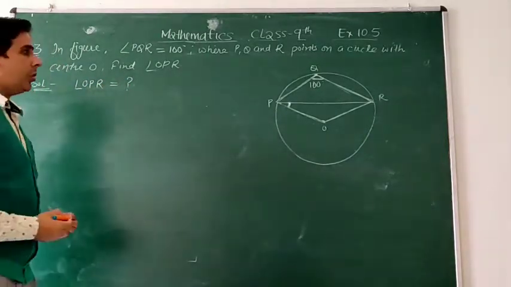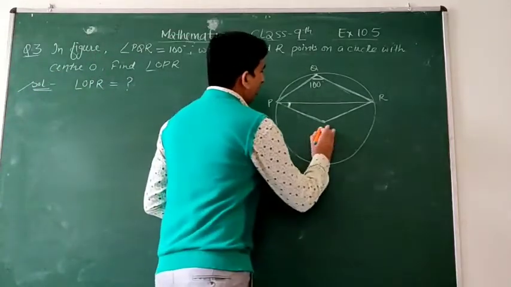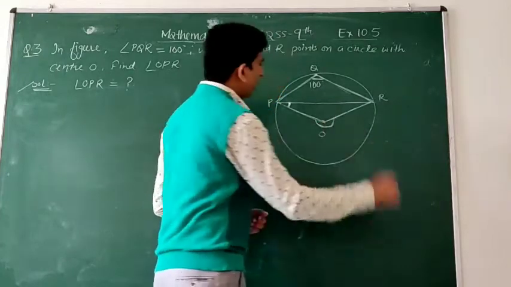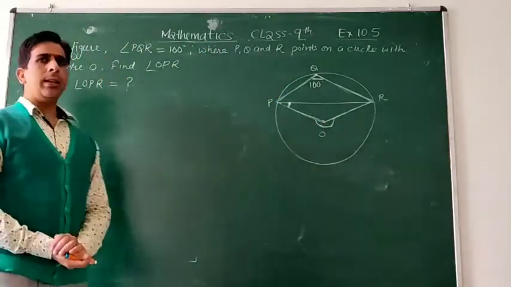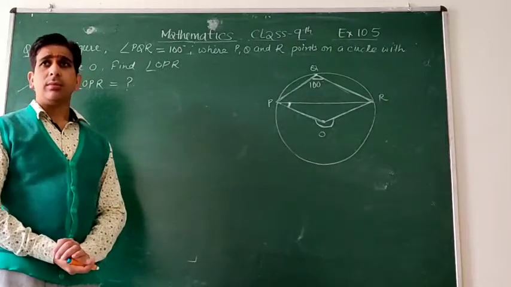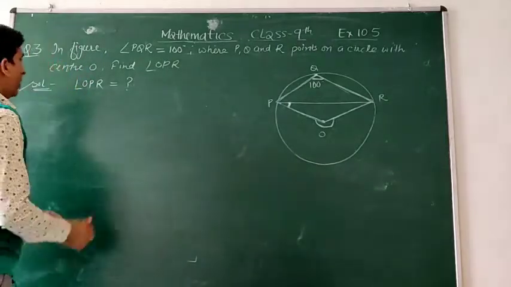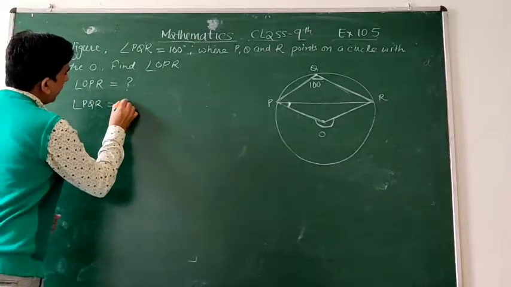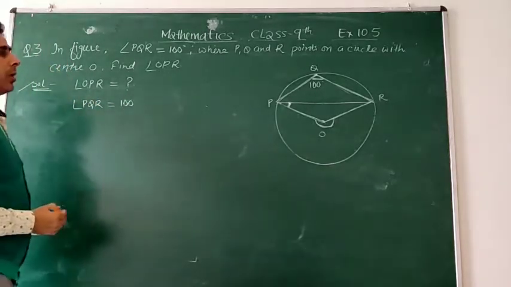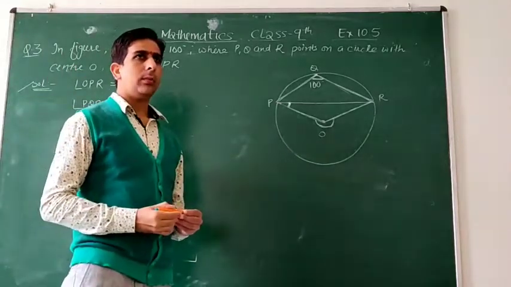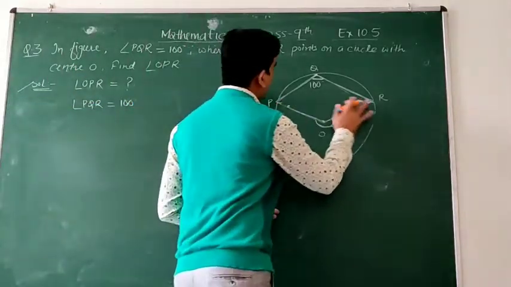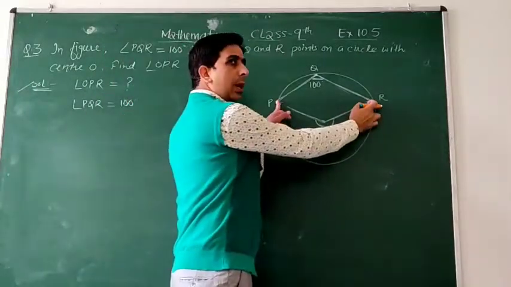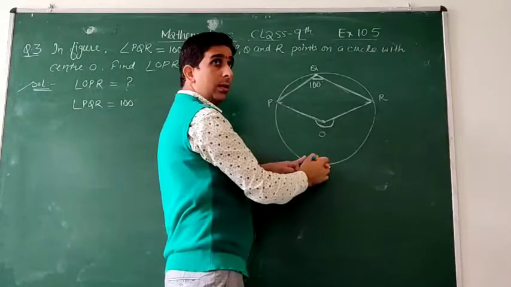Okay, come to this solution. Can you tell me the measurement of this angle? Angle POR. What is the angle POR? Angle PQR is 100 degrees. So what about angle POR? I will erase this. Now you can see, this is an arc PR, major arc PR, right?